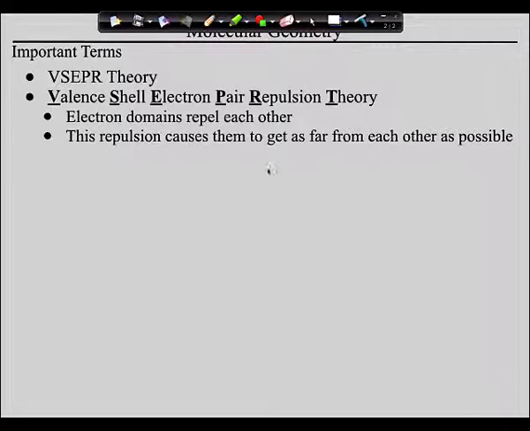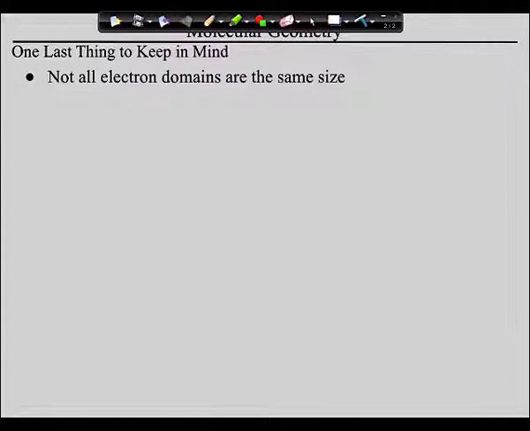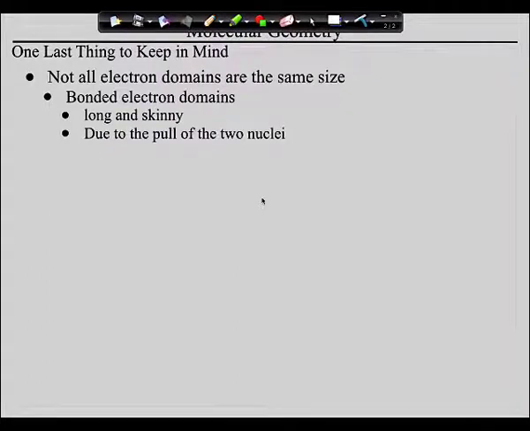Okay, here comes the last thought, thought number 3. Let's ask the question. Guys, how many different kinds of domains are there? Two. Bonding domains and non-bonding domains. And guys, what you've got to know is that these are not the same size. Bonding domains and non-bonding domains are not the same size. So you'll notice that the next point in your outline is bonding and non-bonding domains, and you need to understand their sizes. So let's talk about bonding domains first. Guys, bonding domains are long and skinny. The reason that they're long and skinny is because they're being pulled on by two nuclei.